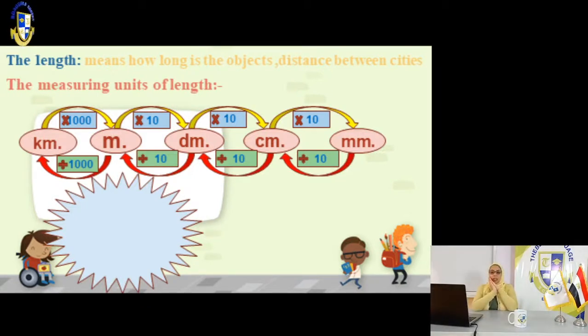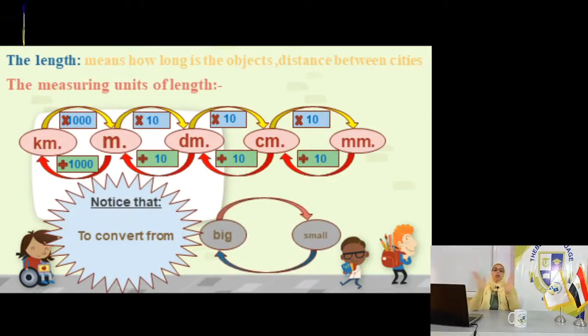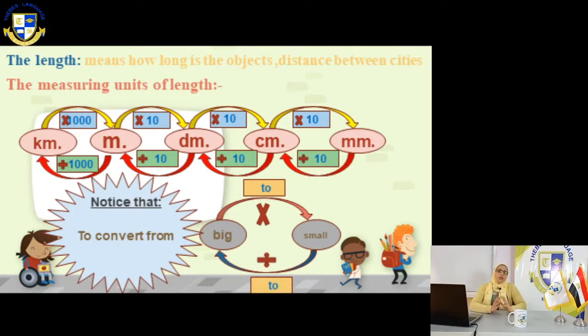If we want to solve any question, we can't solve it with different units. We can't add or subtract with different units. So we must make any number or any length we have the same unit. So we must convert from one unit to another. How do we convert from one unit to another? To convert from big to small, we multiply. From small to big, we divide. Multiply by what or divide by what?